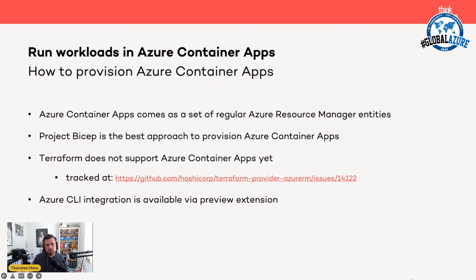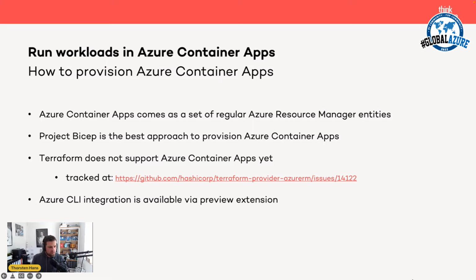So the entire abstraction that Azure Container Apps gives us is built into Azure's ARM API, which means we can and we should, at least now, use Bicep to provision the service, to deploy our apps, to do everything, right? Because that's the first-class citizen, right? We can directly talk to the ARM API.